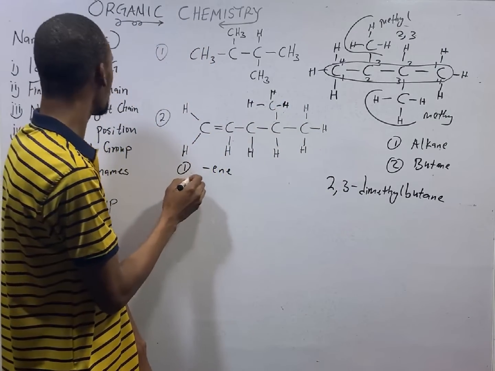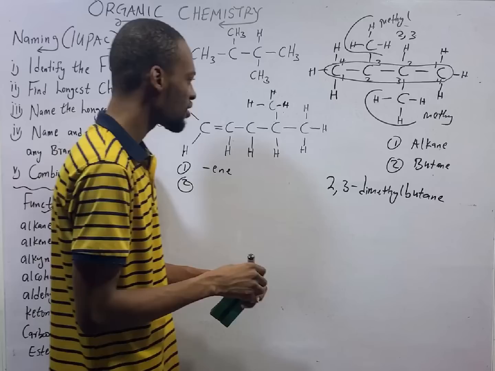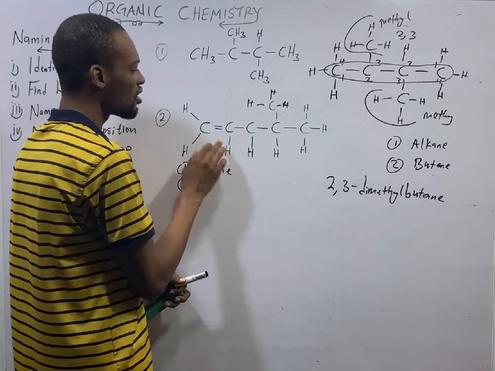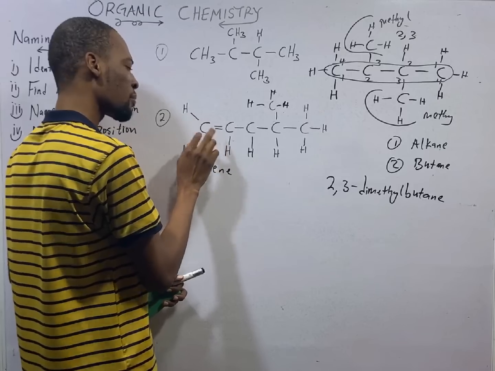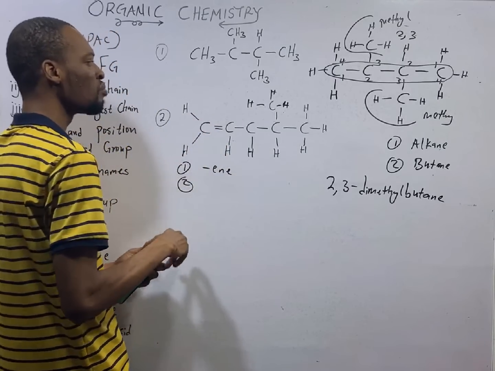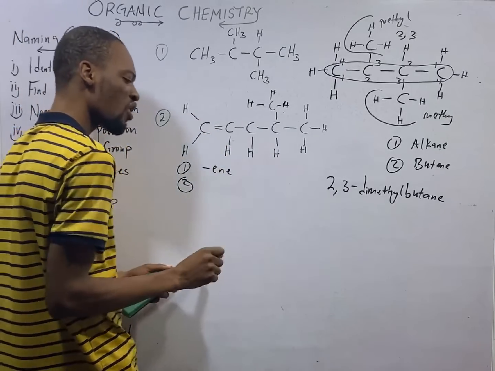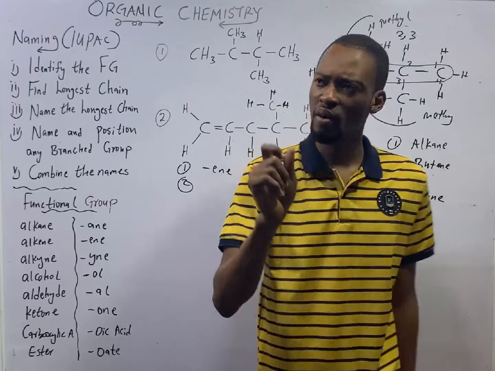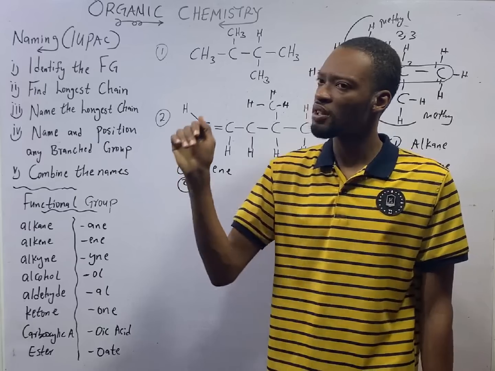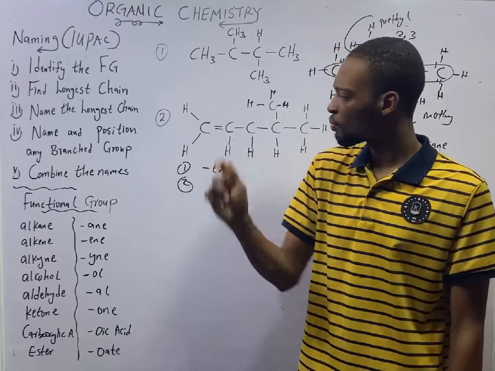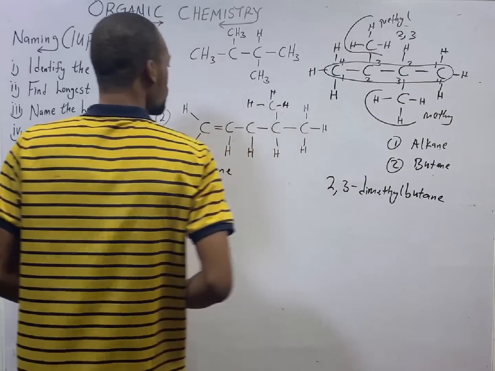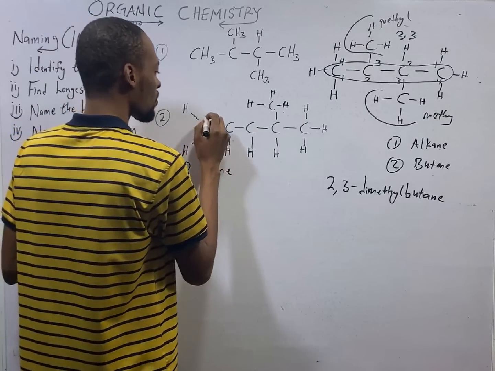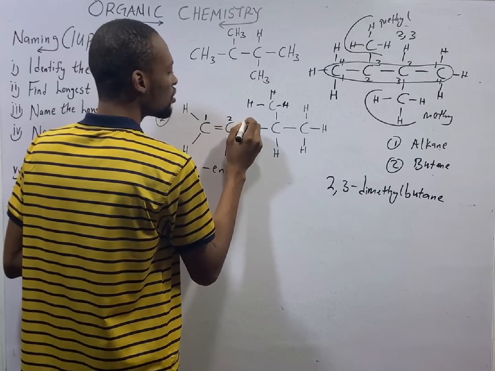The second thing we should look for is the longest chain. Now, let's see. Since there is a functional group here, your chain must start counting from here, because the functional group should have the smallest number possible. It should be on the smallest carbon number possible. So in anything you do, since you have a functional group here, you must start counting carbon from here. 1, 2, 3.